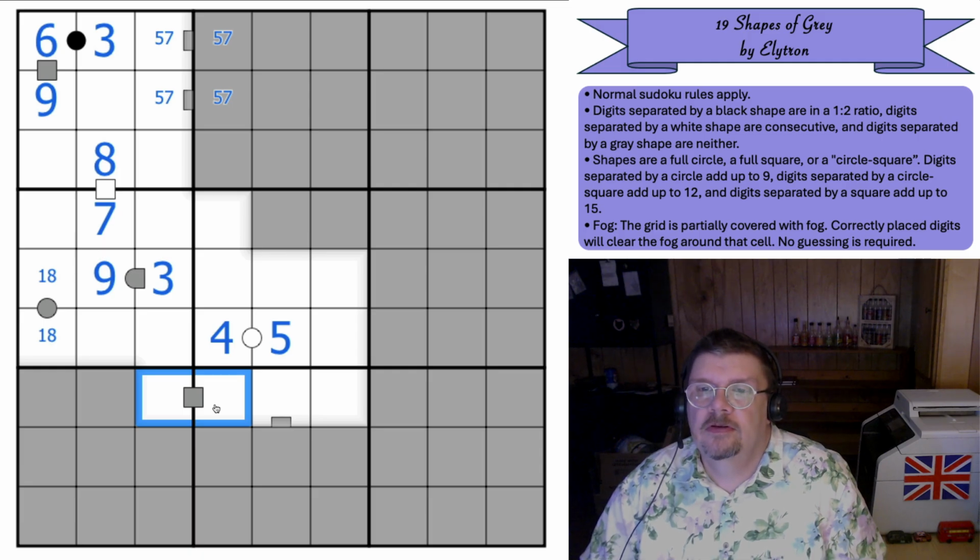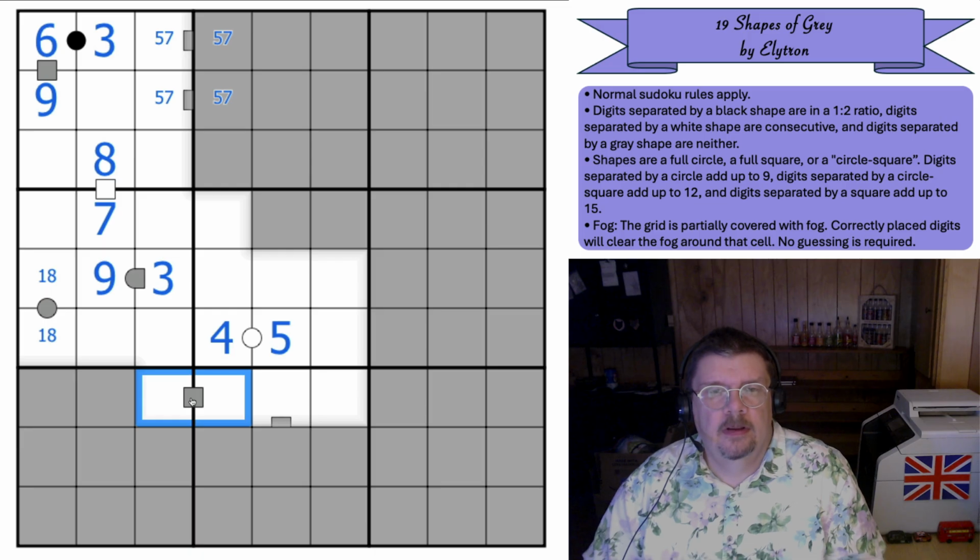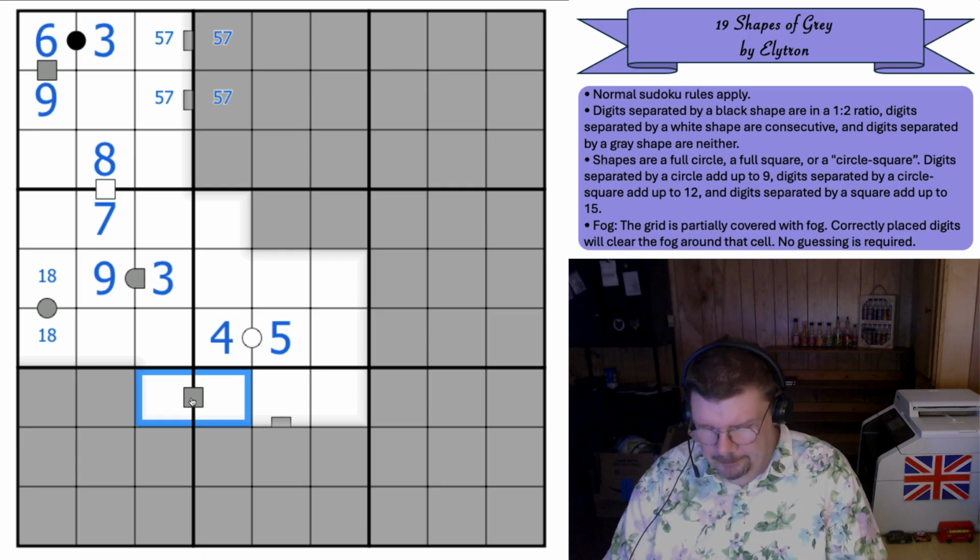Okay, this square adds up to 15, but cannot be 7-8 because they can't be consecutive. So this must be 6-9. But I don't think I know the order.